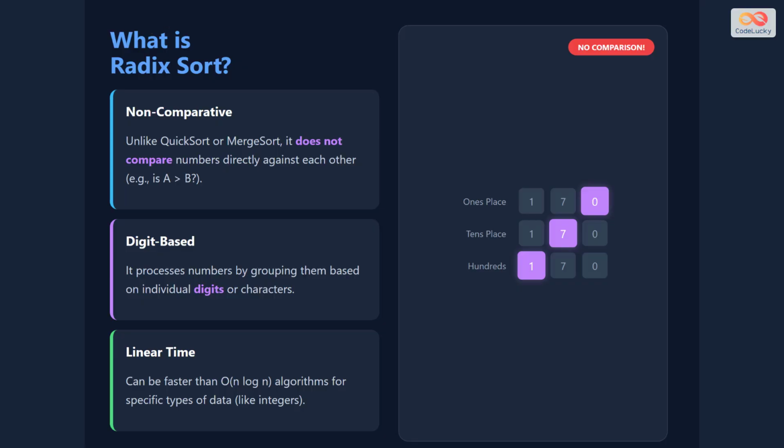Radix Sort is a non-comparative sorting algorithm. This means it never directly compares two numbers to ask if one is greater than the other. Instead, it exploits the fact that information about the size of a number is encoded in its digits.